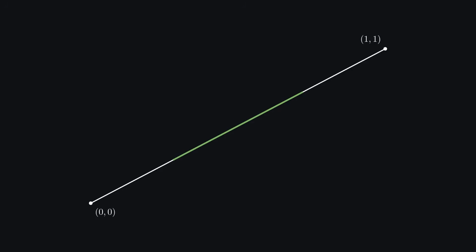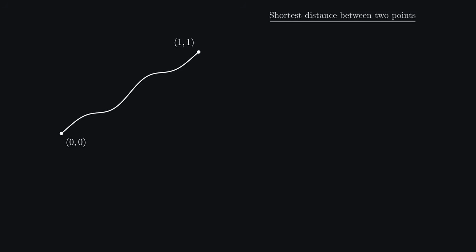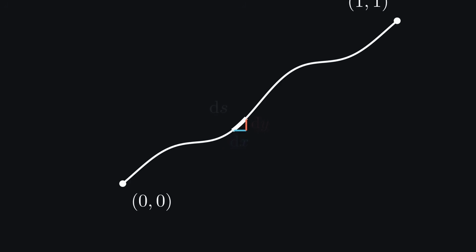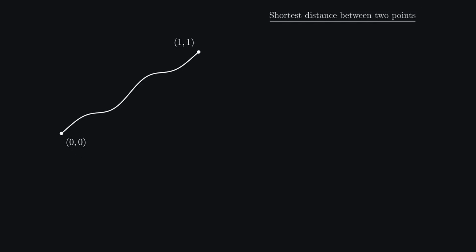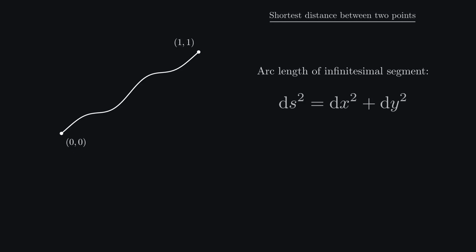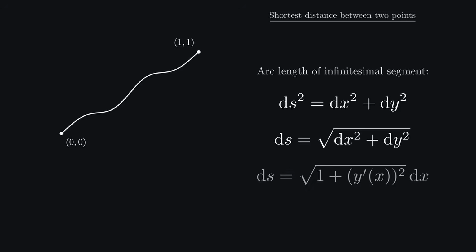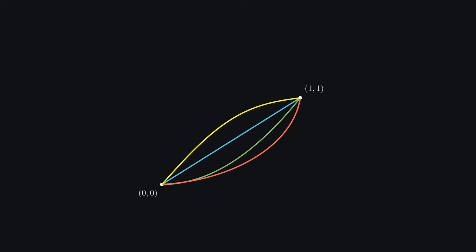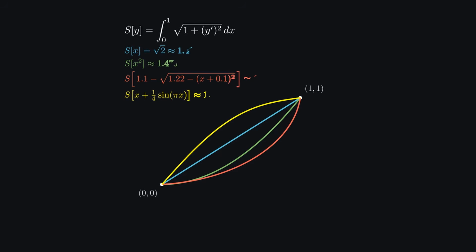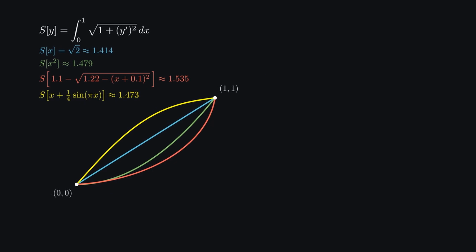Alright, let's talk strategy. To find the shortest path, we first need a method of determining the length of a path. For a very small section of the path, we can use Pythagoras' theorem to tell us the length of that segment, and then integrate that along the length of the curve. What we end up with is an expression for the length of any curve that is given by the function y of x. Here we can see 4 different curves between the 2 points. The functional for the arc length is here, and the values that we get for the lengths of the different curves are as follows.